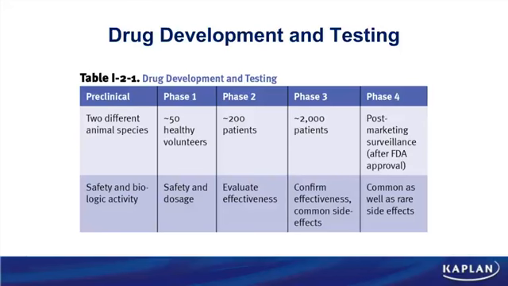Phase 2 trials typically are the first time that we're going to test the drug out in patients. The numbers go up. Now we're talking about hundreds of folks involved in a phase 2 trial. Since we're dealing with patients, we can evaluate effectiveness. Phase 2 typically is the first time we test for efficacy.